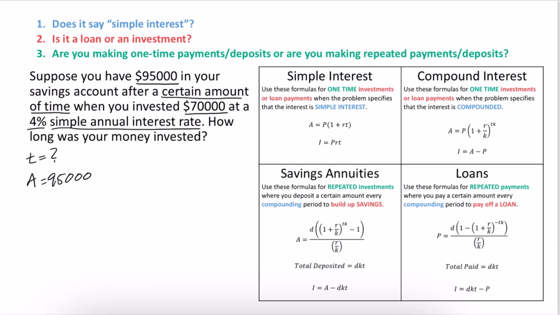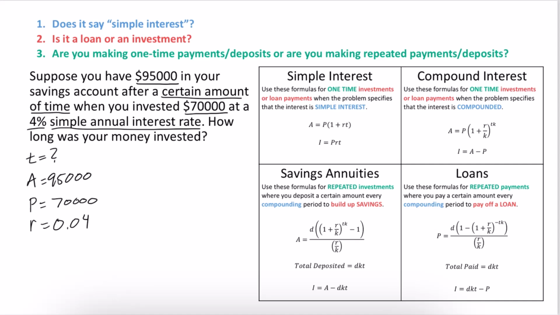And the amount that I invested was $70,000. And that's obviously going to be a one-time investment because they didn't say I invested $70,000 every month. They just said I invested that amount. And also, $70,000 a month would be an insane amount to invest. Most people don't make $70,000 a month. So that tells me that P is the 70,000 number. And then the interest rate is 0.04. And so those are my variables.